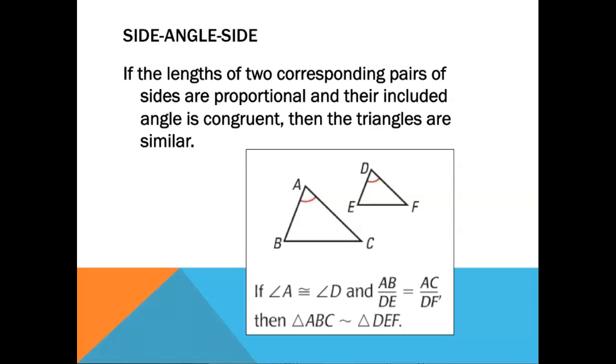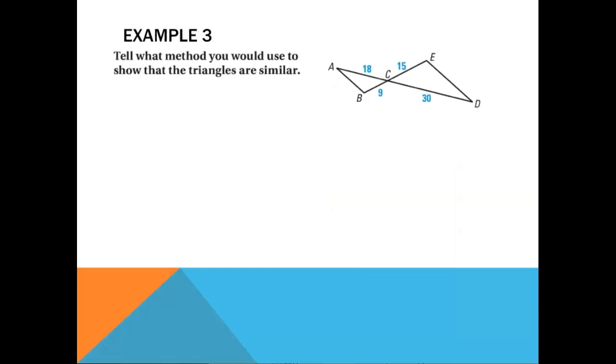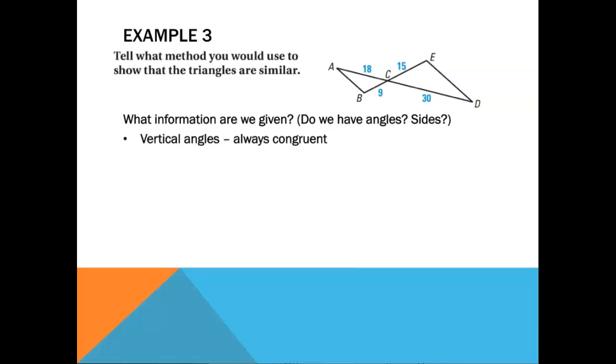Take a look at example 3. Tell what method you would use to show that the triangles are similar. Let's look and see what information we have. Do we have angles given? Do we have sides given? Well, even though we don't have angles given to us in terms of their actual measurements, we do have a set of vertical angles, and remember that vertical angles are always congruent.